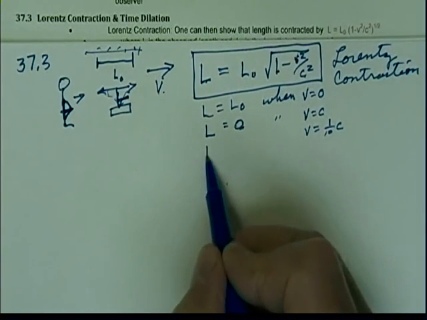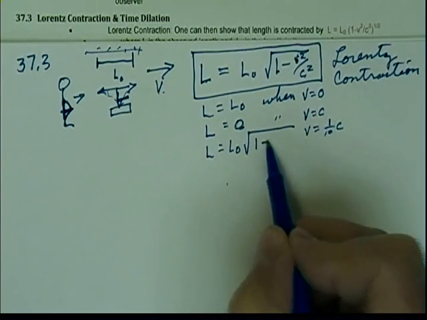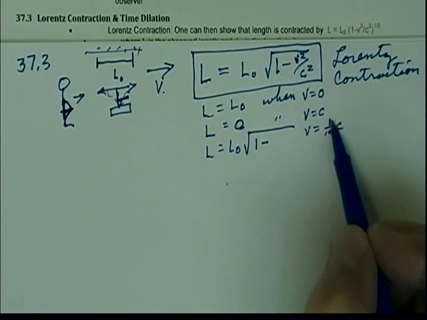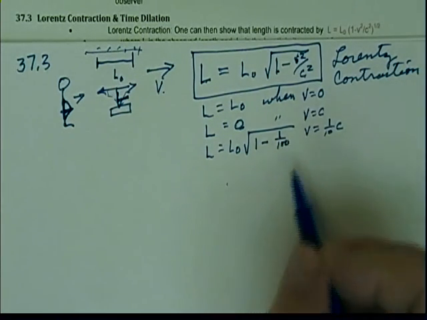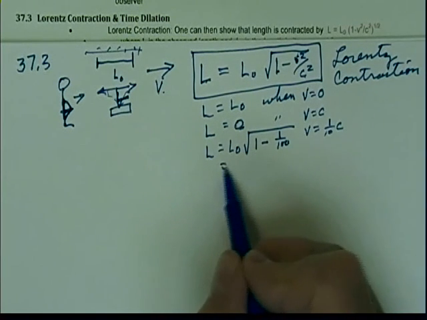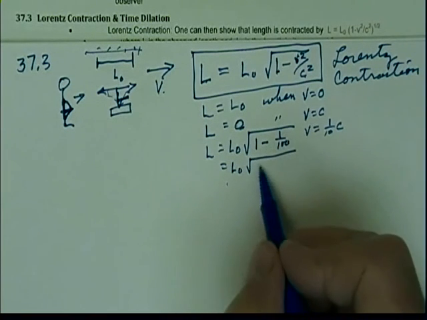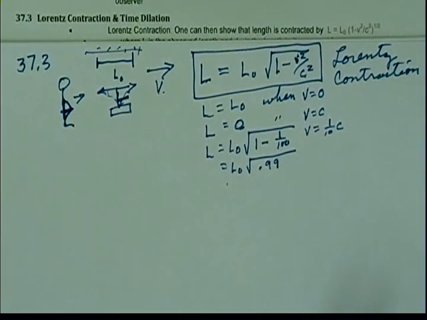At 1/10 c, we get L is equal to L naught times the square root of 1 minus 1/10 c over c, so that gives us 1/10 squared, which is 1/100. This is the same as L naught times the square root of 0.99. The square root of 0.99 is very small. Let me get out my calculator and we'll see what that is.